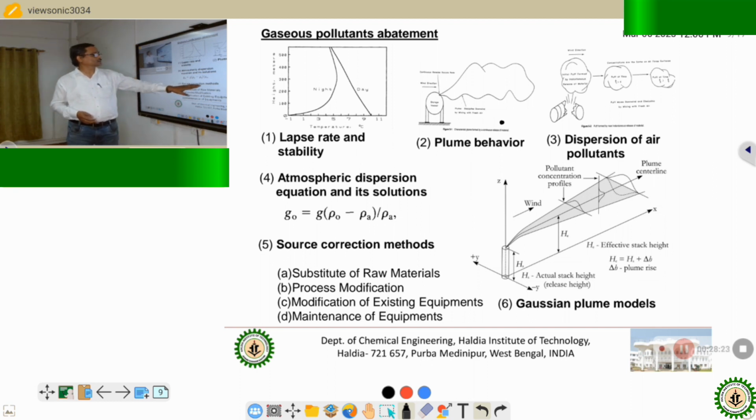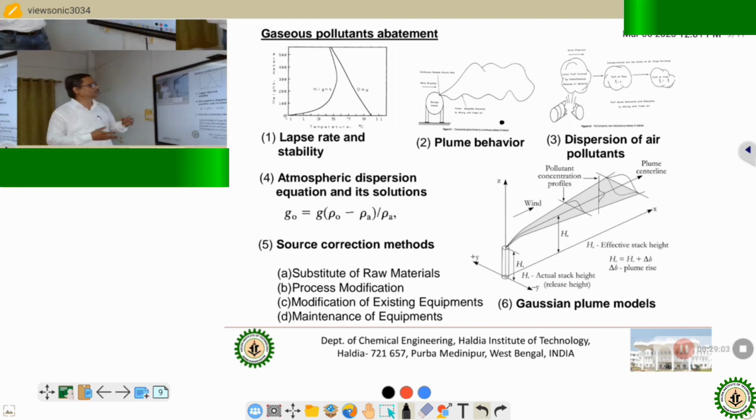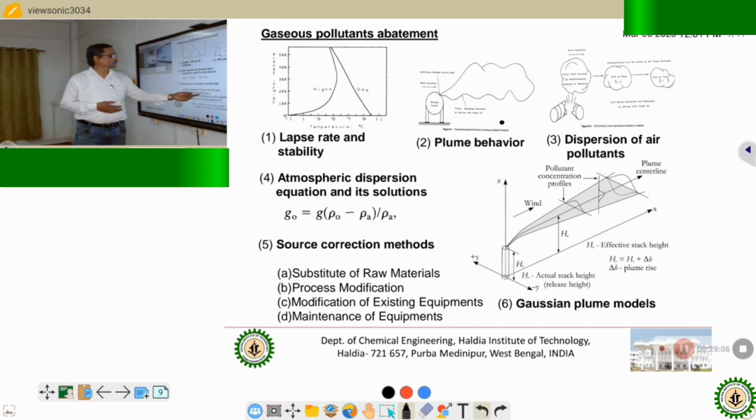Next one is the source correction method. What is that? The substitution of raw materials. Whatever raw material we are using for producing any chemical, if it is possible, we can replace it with a raw material which has less hazard. Mostly the methyl isocyanate method was adopted in the Bhopal gas tragedy. Nowadays methyl isocyanate is used as an intermediate step, so that there is no need of storing it. In that way, if we replace the raw material with a less hazardous one, then definitely we have more control on the pollution.